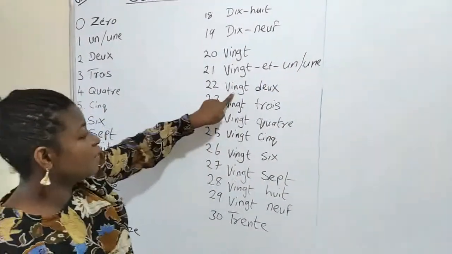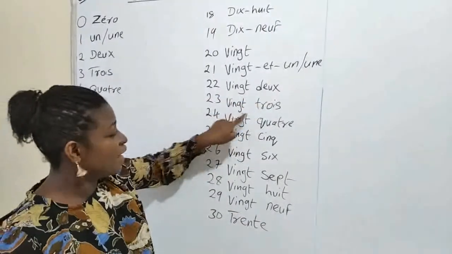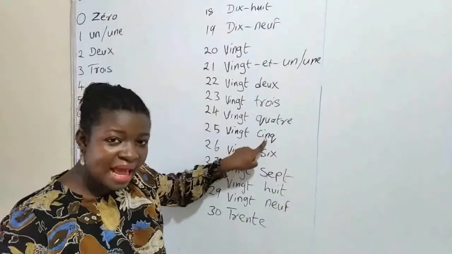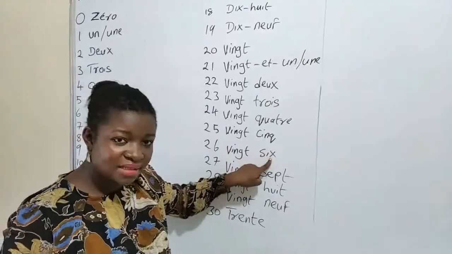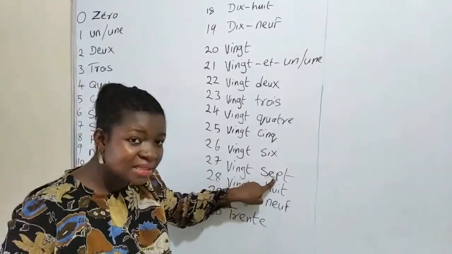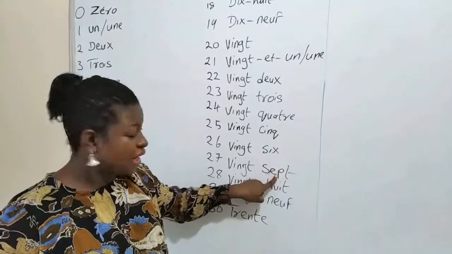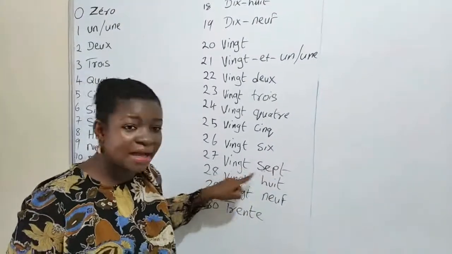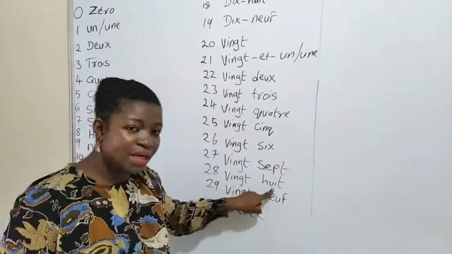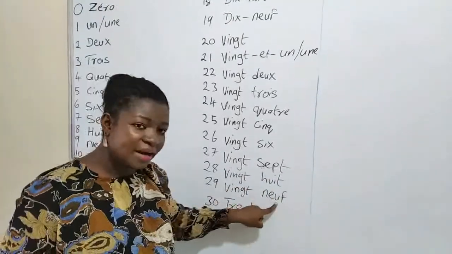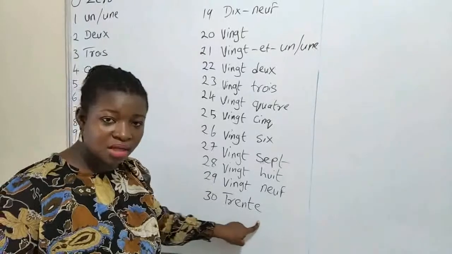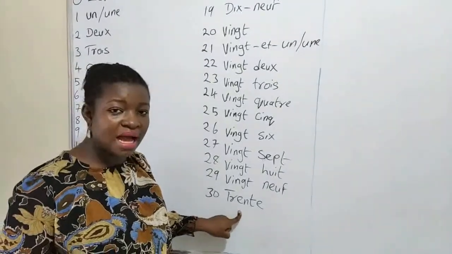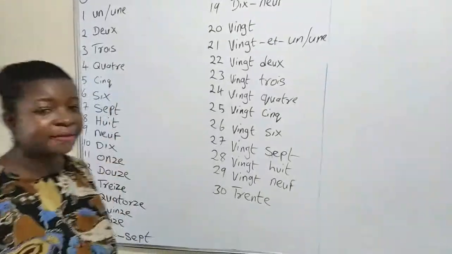Okay, we go on. Vingt-deux, vingt-trois, vingt-quatre, vingt-cinq, vingt-six, vingt-sept. Listen to the way I pronounce this. The P is silent. Vingt-sept, vingt-sept, vingt-huit, vingt-neuf, and trente. The last one here is trente, pronounced as trente.